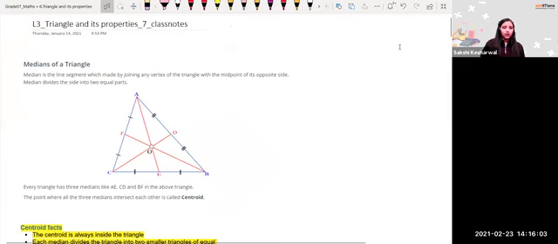Yeah, so I think it's visible over here. It says, let's talk about median. What is a median of a triangle? The first point is, what is the median of a triangle? Basically, the median is a line. Median is not a point, right?